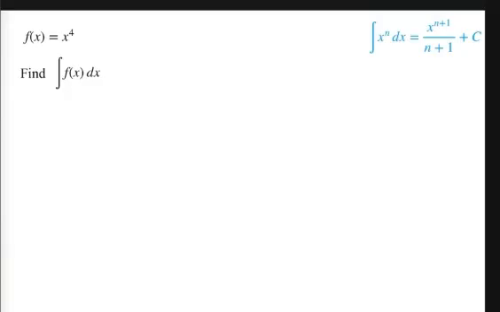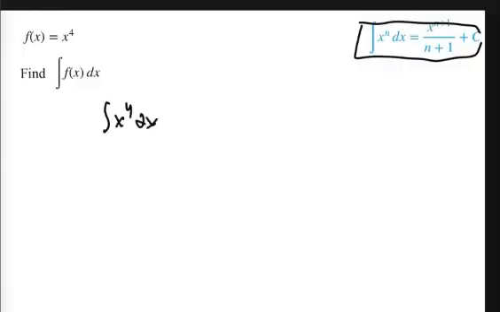So the first problem is we're going to find the integral of x to the power of 4. For this, we use the power rule for integrals, which is shown on the top right. The integral of x to the n with respect to x equals x to the n plus 1 divided by n plus 1 plus c.